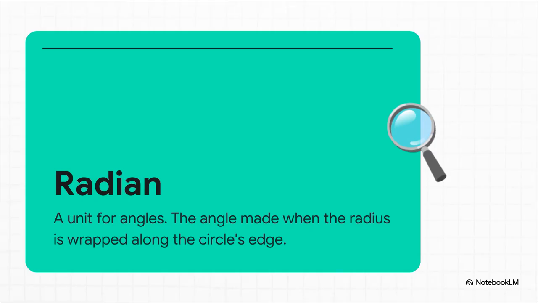Now, you're probably used to measuring angles in degrees, right? 360 degrees in a circle. But for this kind of stuff, physicists use a much more natural unit called the radian. And it's actually a beautiful idea. Imagine you have a pizza. If you take the length of the radius from the center to the edge, and you curve that same length along the crust, the angle of the slice you just made is exactly 1 radian. It's a unit that's born from the circle itself.